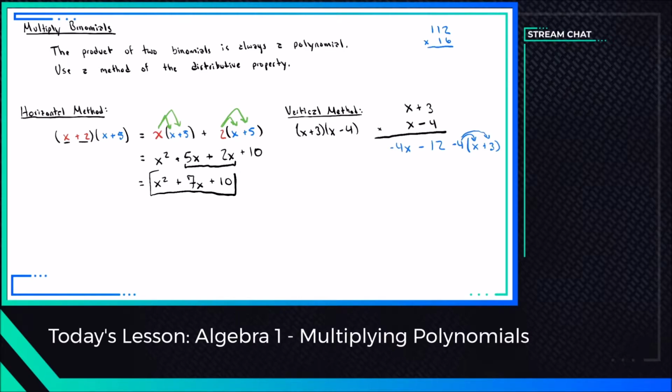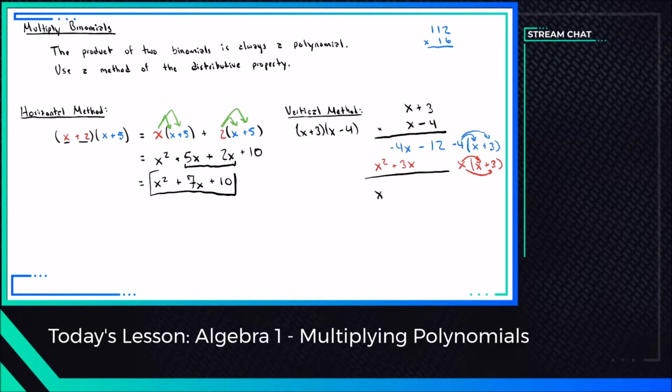And we're going to have this x, and we need to multiply the x by everything on top. So that's going to be an x here multiplied by an x plus 3. And so x times an x is going to be an x squared. And an x times a 3 is going to be a plus 3x. And now we will combine like terms by adding straight down again.